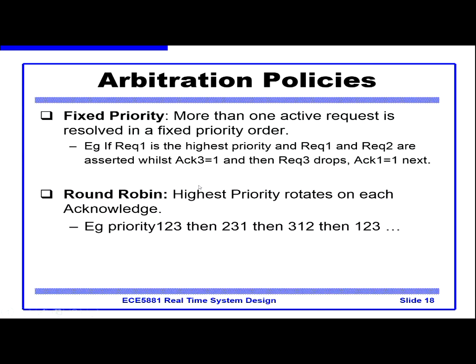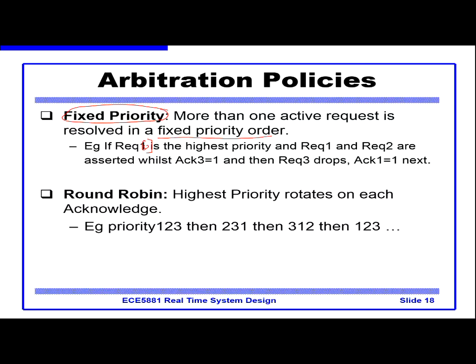So the simplest approach is called fixed priority. Remember you label the requests 0 up to n minus 1. What we're going to do here is just allocate to the highest priority request that's active. That's called a fixed priority order, and typically we'd start with request 0 as the highest priority and so on. So you just label the requests in order of priority.